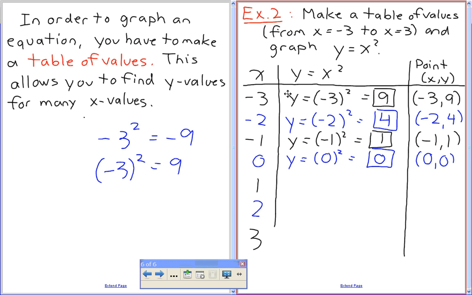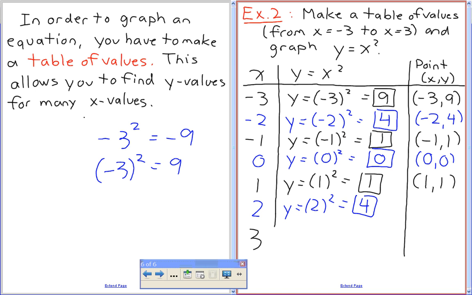It's going to be y equals 1 squared, which happens to be 1. So this is 1 and 1. Y equals 2 squared, which happens to be 4. 2 and 4. And then y equals 3 squared, which happens to be 9. And that's 3 and 9. Okay? Sort of okay where most of those things came from? Yes? Now we've got to graph it.